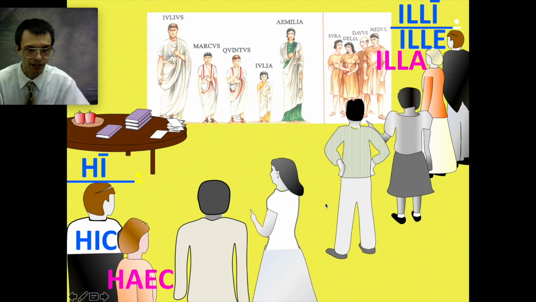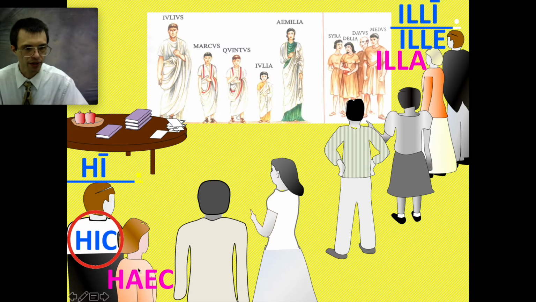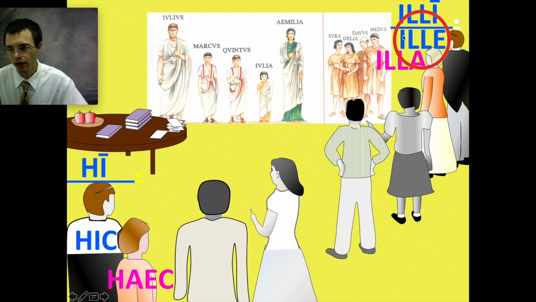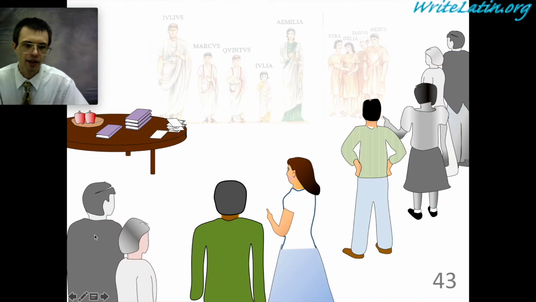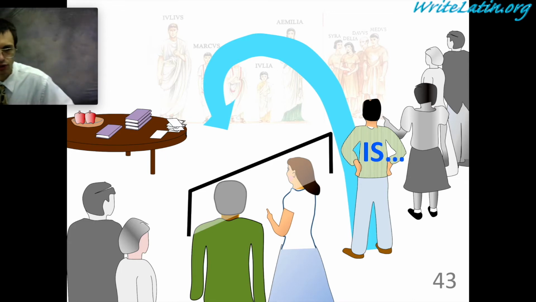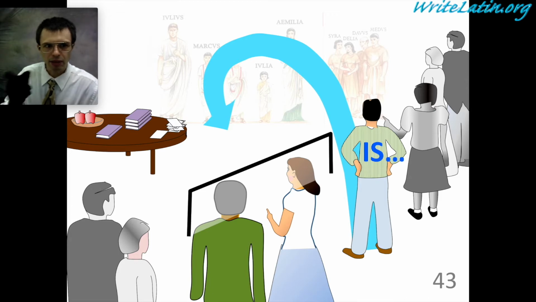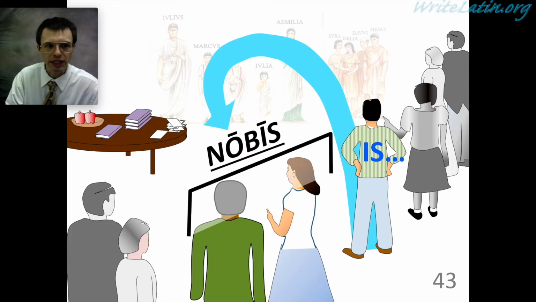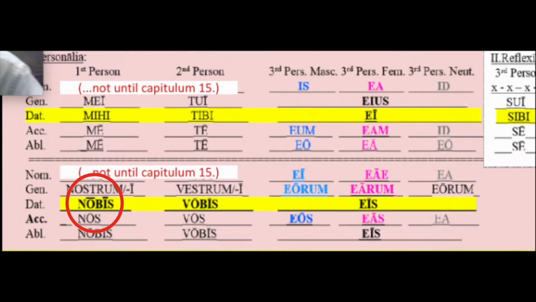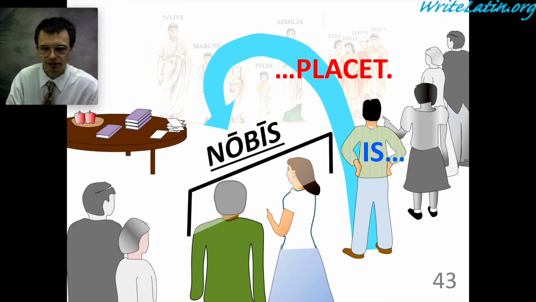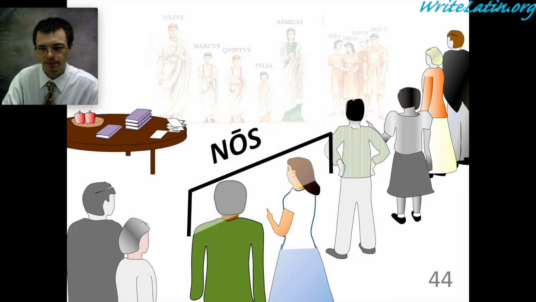Also nobis, vobis, eis. So here are your possible agents or subjects. This one, feminine, these, that one, feminine, and those. And then as ultimate recipients of the action, you're going to use those dative forms. So the first one is going to be, he pleases unto us. What would that be? Nobis. Remember from your chart a couple slides ago? He pleases us is nobis placet.